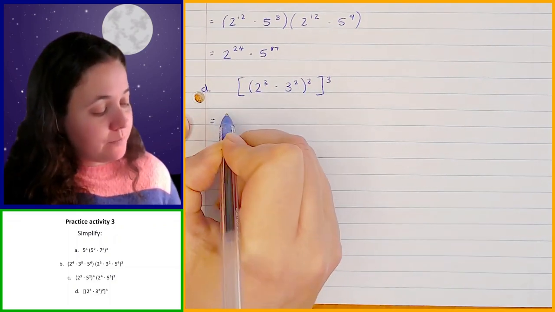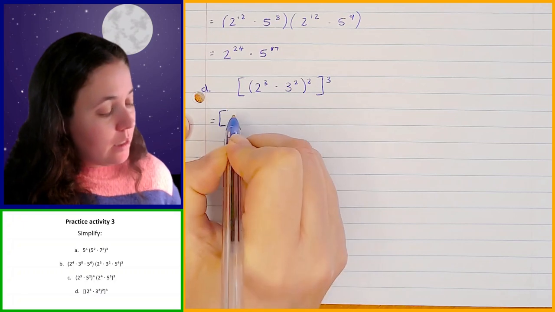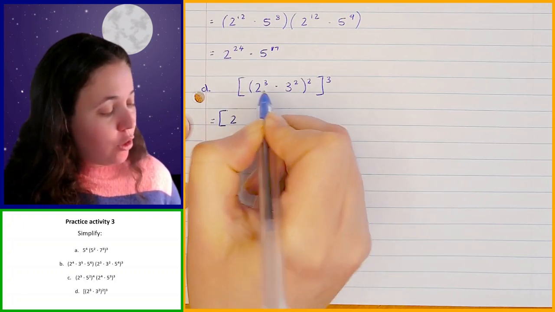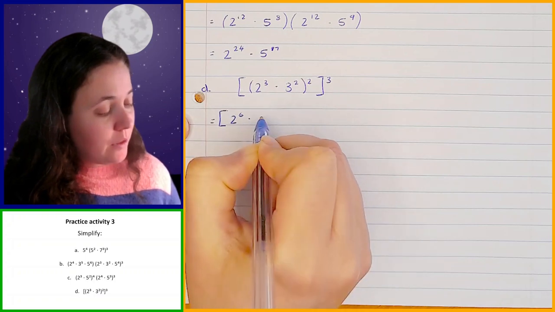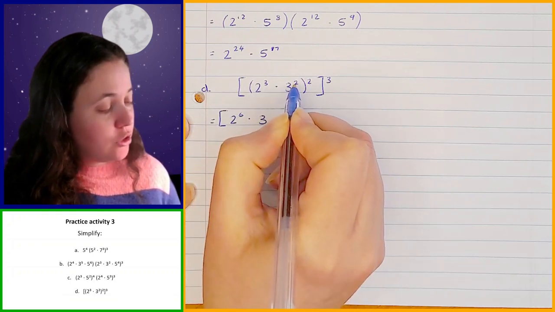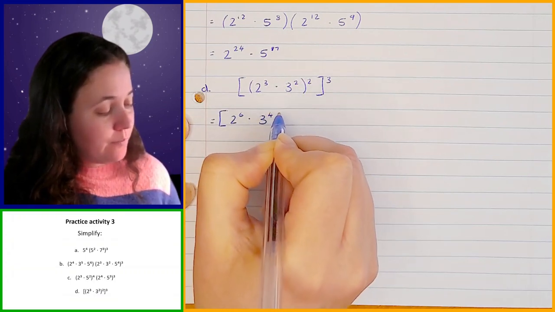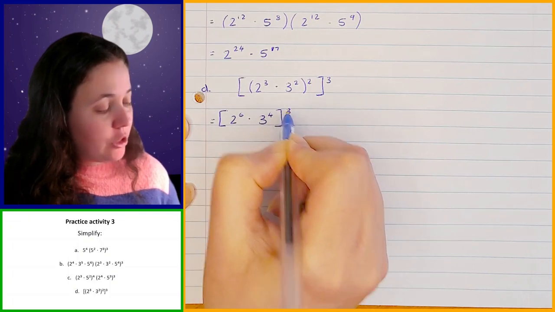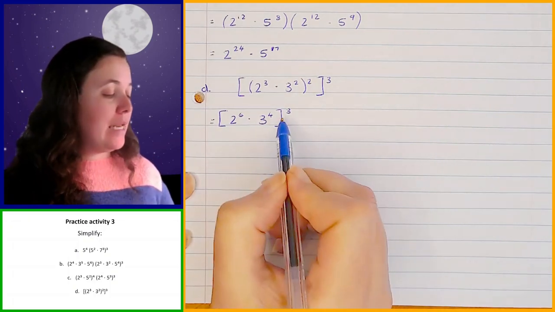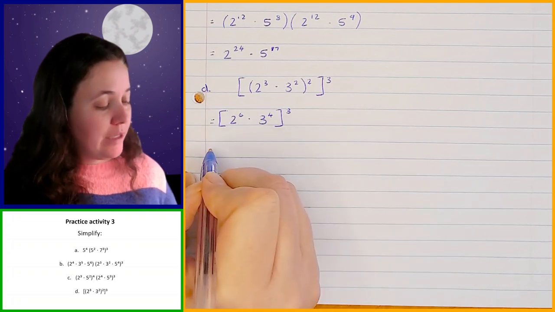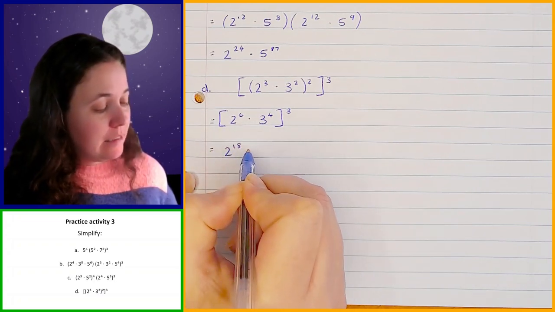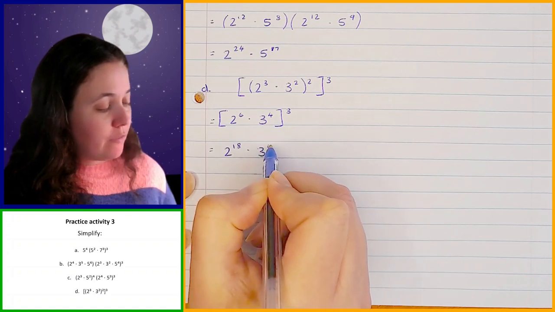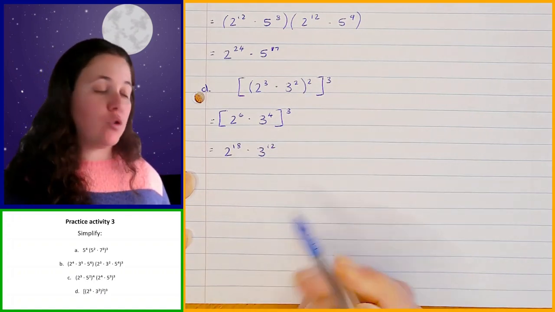Okay, so I've got 2 to the power of 3 times 2 is 6, times 3 to the power of 2 times 2 is 4. And that is being cubed, okay? And then I'm going to take that 3 and I'm going to apply it over here. That gives me 2 to the power of 18 times 3 to the power of 12. So that is the one way of doing it.